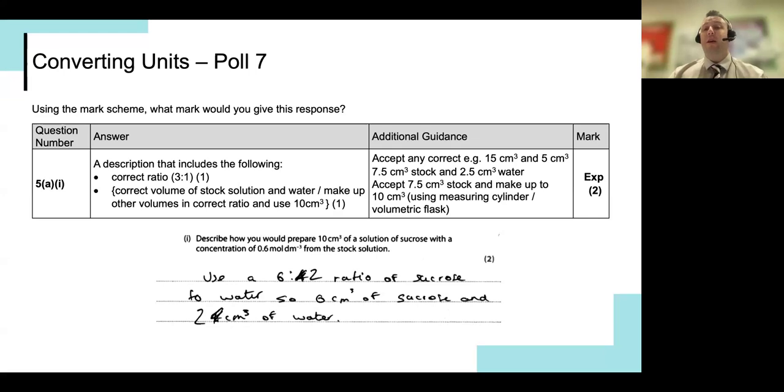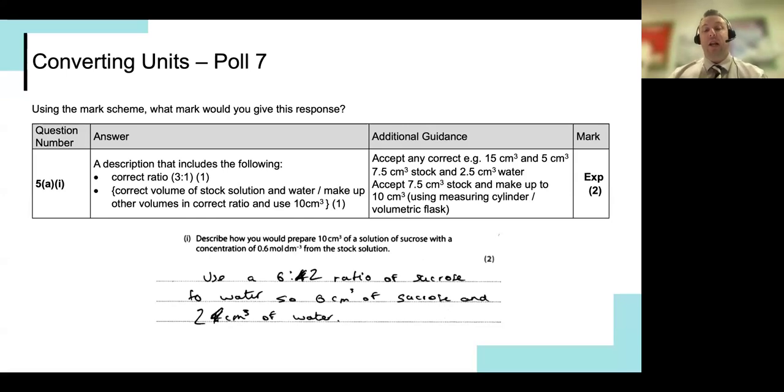Where they didn't get the mark was the fact that they didn't have the correct amounts to make it up to 10 centimeters cubed. They mentioned about 0%, or maybe even 6%. The writing's quite difficult, but maybe it's 0% of sucrose and 2% or 2 centimeters cubed, sorry, of water.